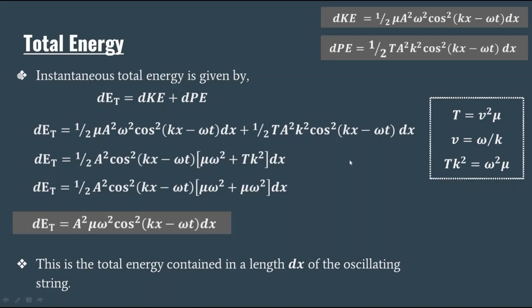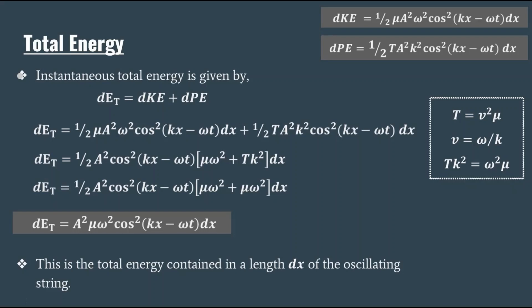We know that the velocity of the wave is v equal to root of T by mu, that is T is equal to v² mu. T is the tension, v is the velocity, and mu is the linear density. And this is another equation of the velocity of the wave from the wave equation, that is v is equal to omega by k. Here omega is angular velocity and k is wave number. Combining both equations, T k² is equal to omega² into mu.